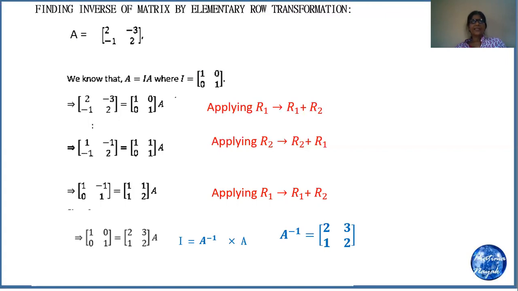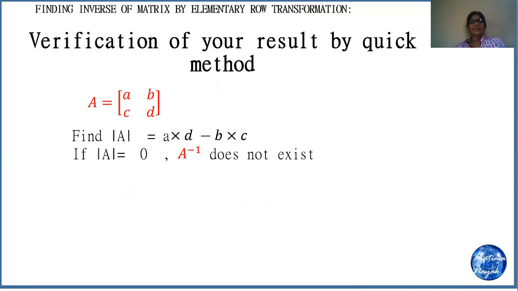Next, I'm showing a short method to find whether you have done it correctly or not. So verification of a result by quick method. A is equal to, suppose, a, b, c, d. Then determinant is equal to ad minus bc. If determinant is 0, then A inverse does not exist. That time we call it a singular matrix. If it is not equal to 0, then only you will go for the inverse.